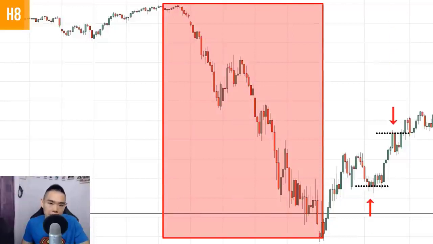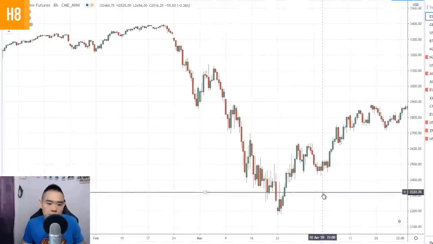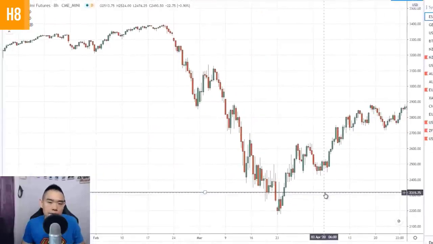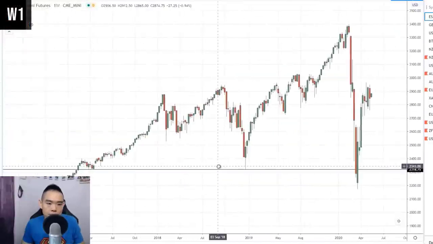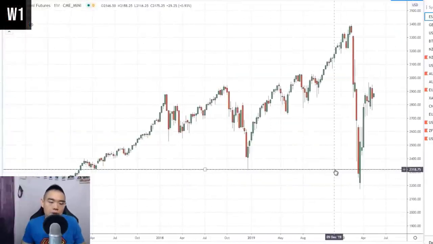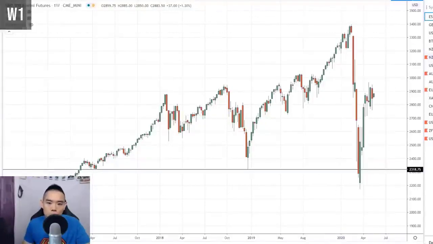So this is another break of structure on the S&P 500. And again, we're not just blindly trading this break of structure, because if you see earlier, this is actually a key area of support on the higher time frame. If you look at the weekly, you see that this is actually an area of support on the weekly time frame. Make sense? Okay, so this is how the break of structure technique works.